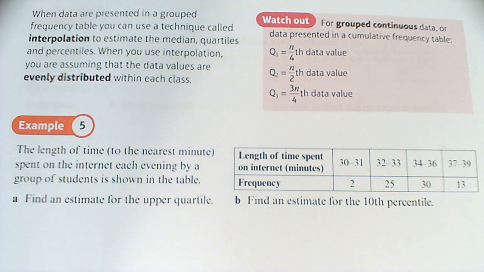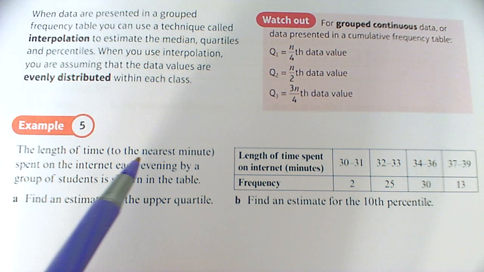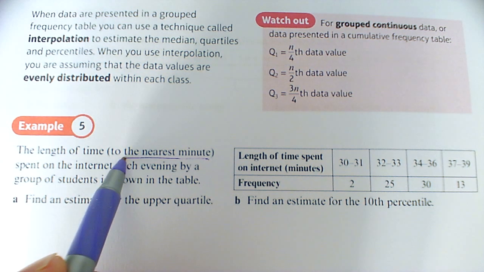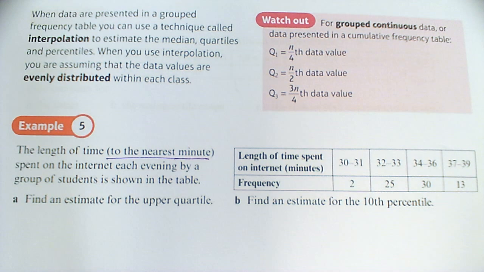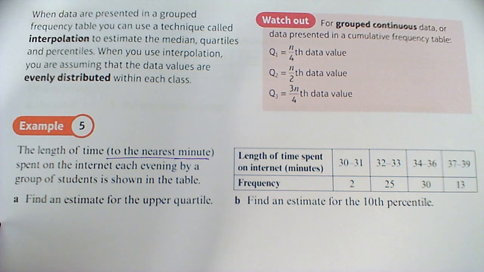Example 5 talks about the length of time to the nearest minute. That should ring alarm bells that we need to do a little bit extra. It's the length of time to the nearest minute spent on the internet each evening by a group of students. That's what this information represents. We want to find an estimate for the upper quartile. So we need to use the definition that we've just used in example 4.